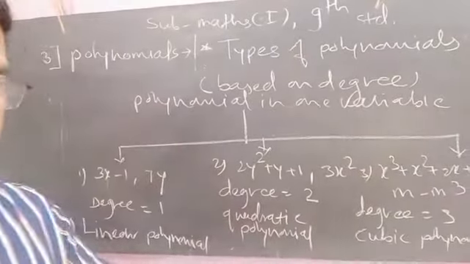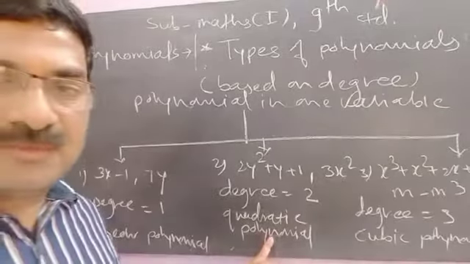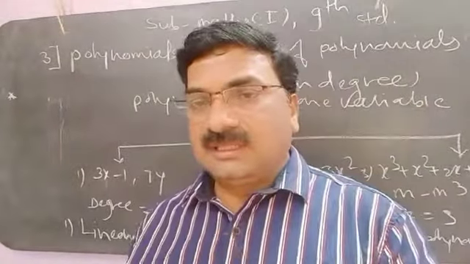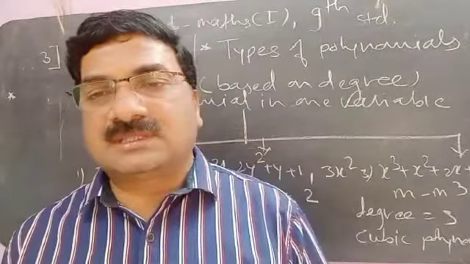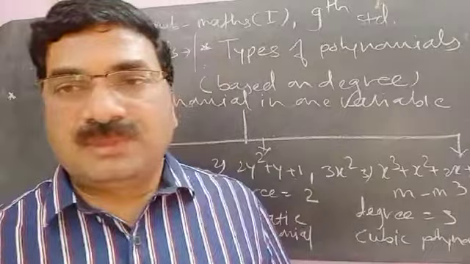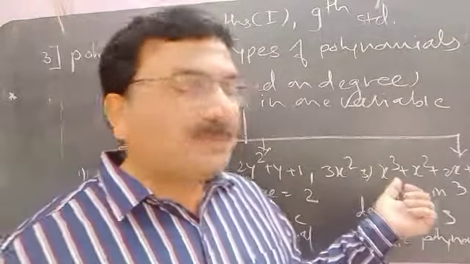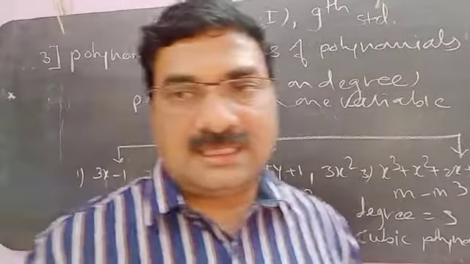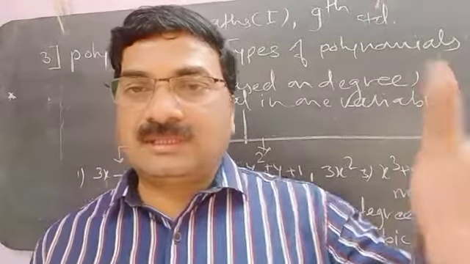If degree is 3, it is a cubic polynomial. Degree is 2, quadratic polynomial. Degree is 1, linear polynomial. We know that quadratus means 2, cube means 3. Cubic polynomial: 3 terms are there, here the maximum power is 3 or degree is 3. Degree is 2, degree is 1. Linear, quadratic, cubic polynomial.